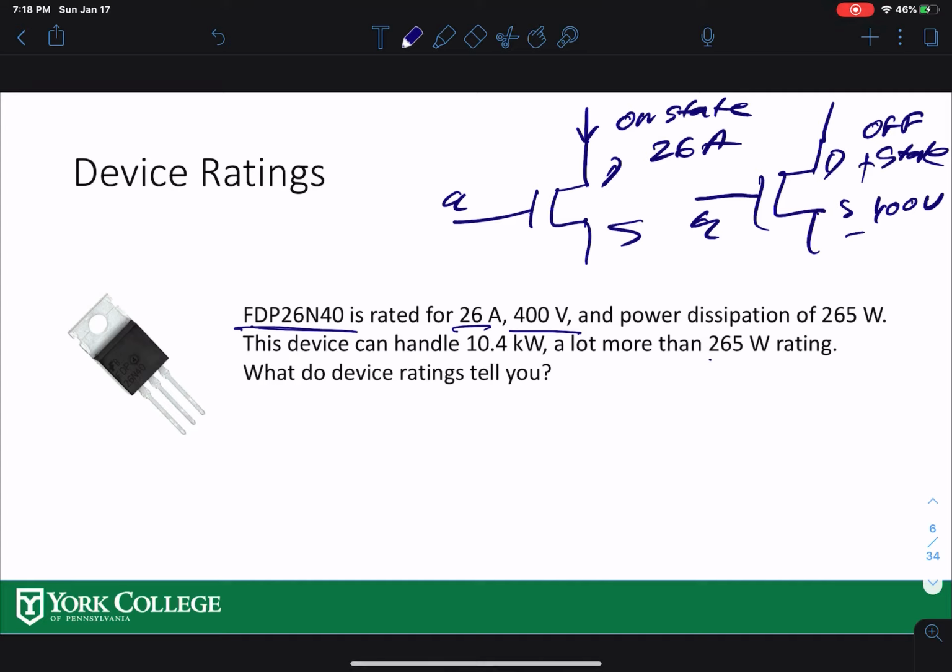And this rating over here, what is this rating? It's saying that when it's on, there is a small resistance over here. It's called RDS. When current goes through that RDS, that is the loss. So it's I squared RDS, which is 265 watts. That means it can handle that much loss. If you put more current through it, it's going to burn. But if you just multiply these two items, it will be 10.4 kilowatts. Its loss rating is 265 watts, but it can handle 10.4 kilowatts. It's a lot bigger than your rating.